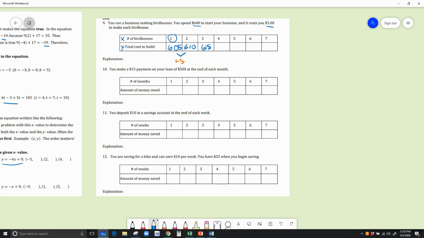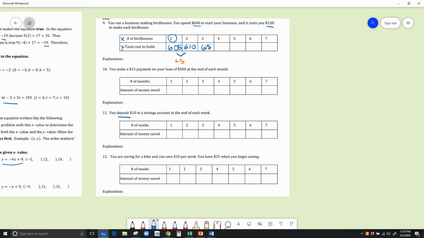But let's talk about some words really quick. Deposit means that you put it into the account. You deposit $10 into a savings account. That means you put that money into the account. Okay. Let's see if there's any more on here. I think you're good. I think the rest of this is pretty easy to understand.